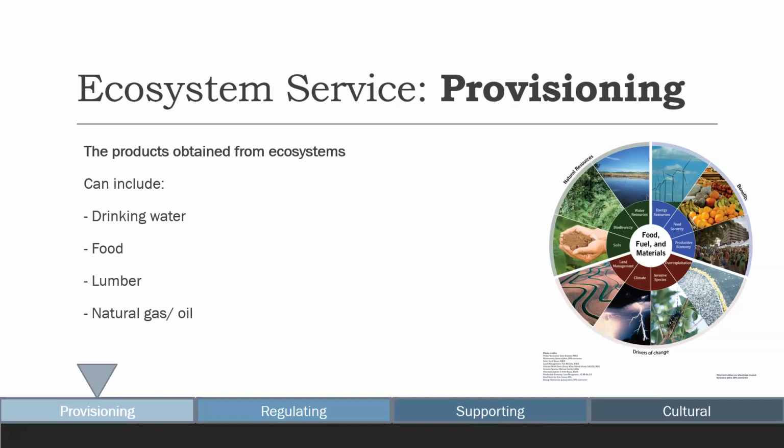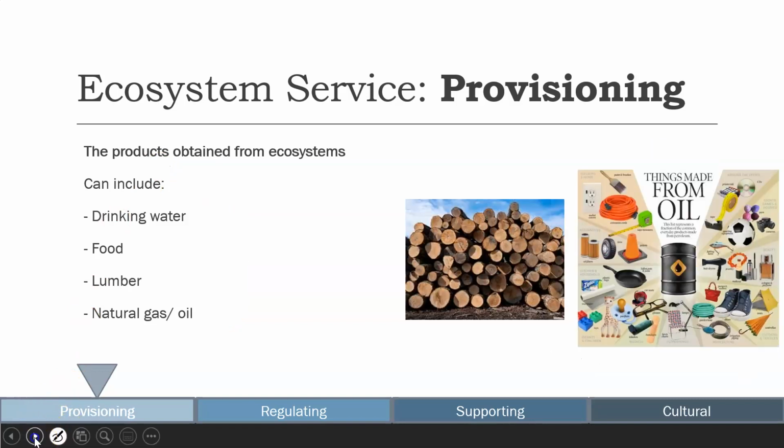So provisioning services give us products. Think of, if you're going on a trip and you're packing provisions, those are products. So products obtained directly from the ecosystem or indirectly, such as drinking water or food or lumber or natural gas and oil. All of these things directly benefit people, and they are products. So it could be lumber, it could be anything plastic, because that's made from oil. That's a direct or indirect product from the ecosystem.